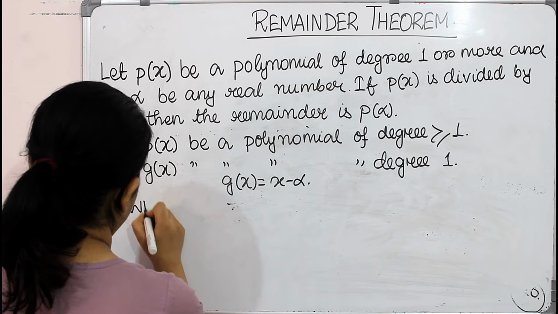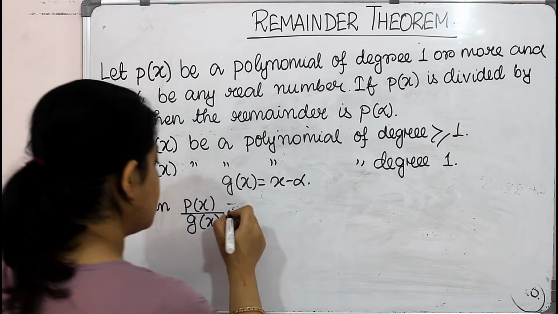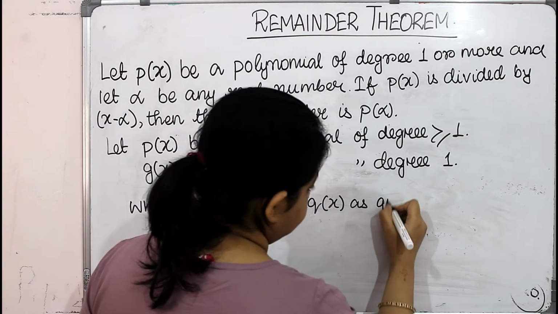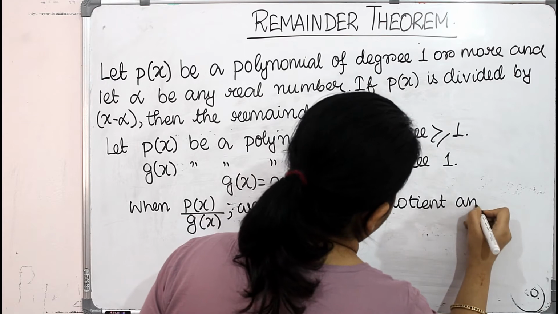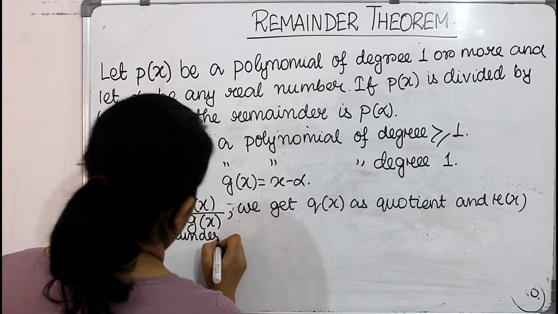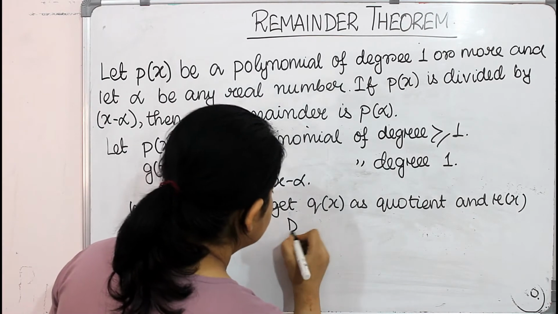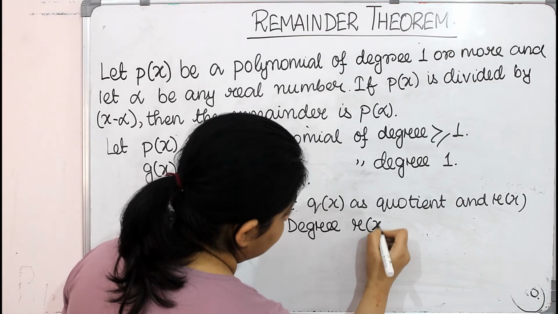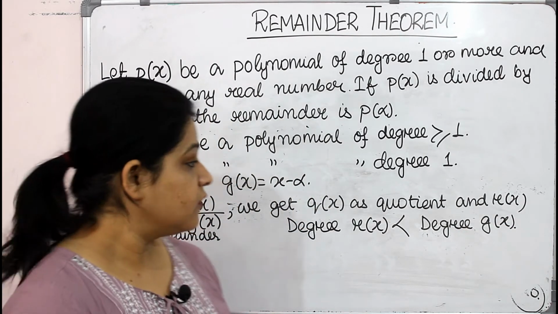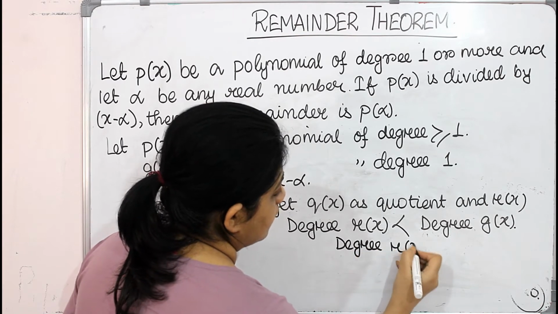So when we divide P(x) by G(x), we get Q(x) as quotient and R(x) as remainder. Now, in the division algorithm of polynomials, it was given to you that the degree of R(x) should be less than the degree of G(x). Already the degree of G(x) is equal to 1, so the degree of R(x) should be less than 1.